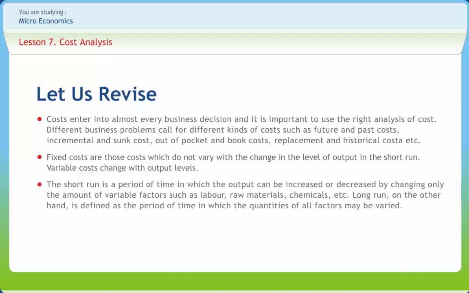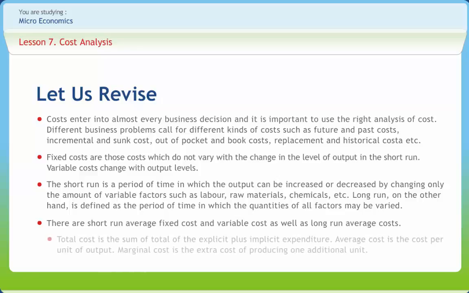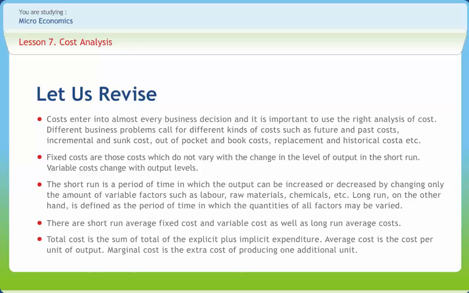The short run is a period of time in which the output can be increased or decreased by changing only the amount of variable factors such as labor, raw materials, chemicals, etc. Long run, on the other hand, is defined as the period of time in which the quantities of all factors may be varied. There are short-run average fixed cost and variable cost as well as long-run average costs. Total cost is the sum of total explicit plus implicit expenditure. Average cost is the cost per unit of output. Marginal cost is the extra cost of producing one additional unit.